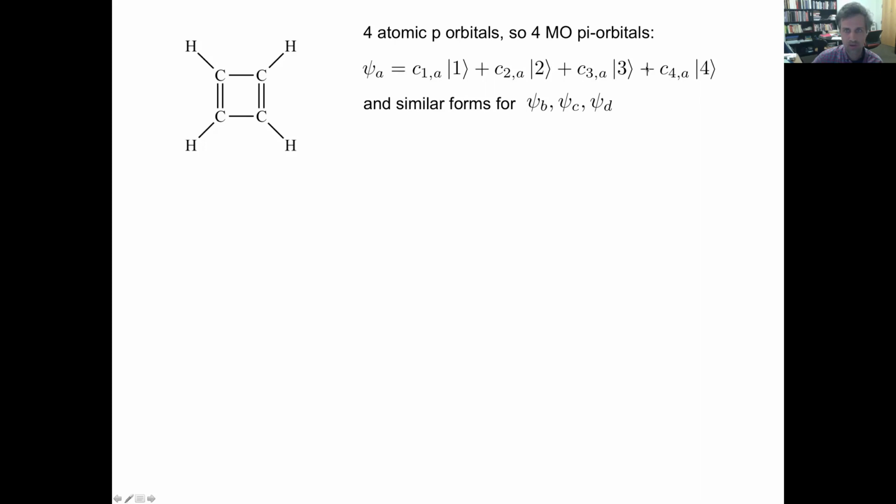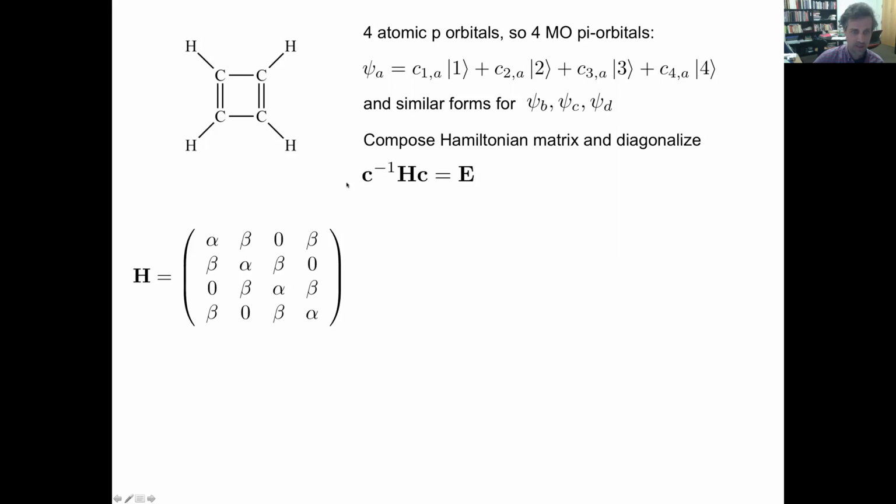We have to find the coefficients. We find the coefficients through diagonalizing the Hamiltonian matrix. Remember, there's a total of 4 molecular orbitals, so we'll find a total of 4 orbitals after we solve this entire problem. The general recipe is the same as before, but now the matrix looks a little different from the one on the previous slide. And I think we know why.